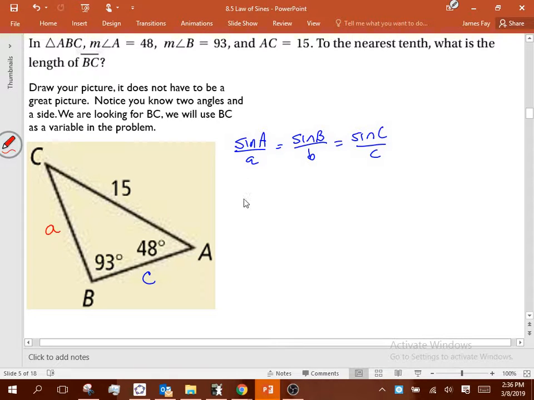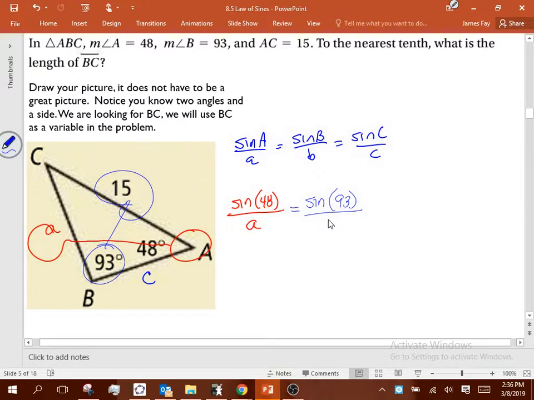Okay, so if I look at A for us is 48 degrees, right? Now, what is opposite A? Yeah, lowercase a, right? So that's an unknown value, so it stays a variable. The next one is going to be sine of B. Well, sine of B, what is our B in this case? 93. And what is opposite 93? 15. Is then equal to sine of C.